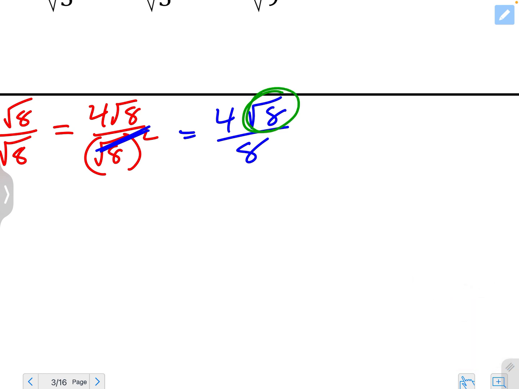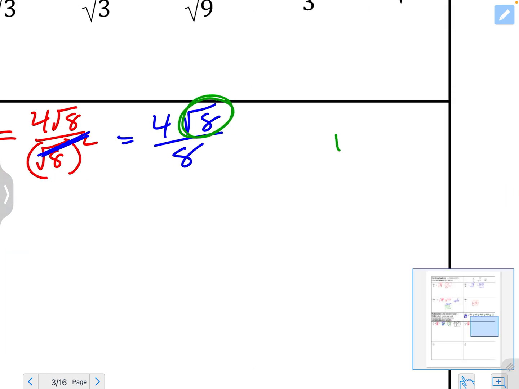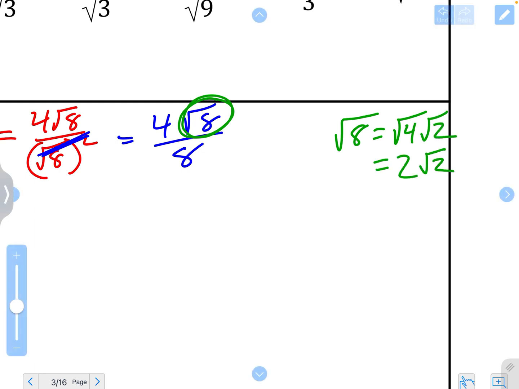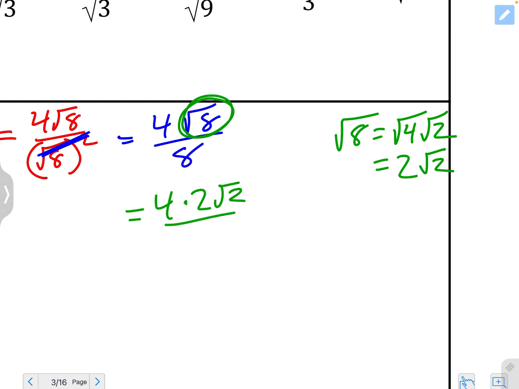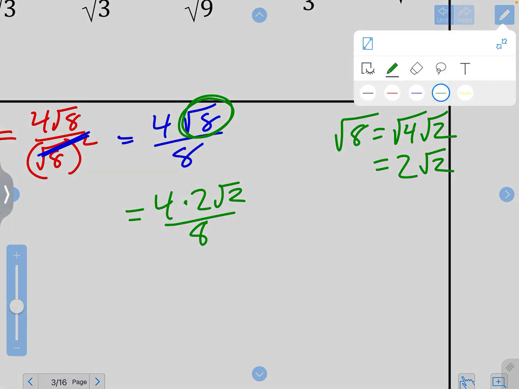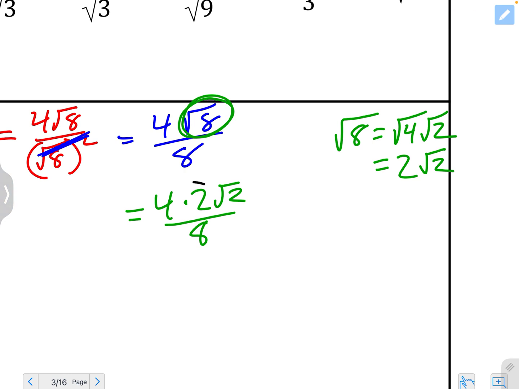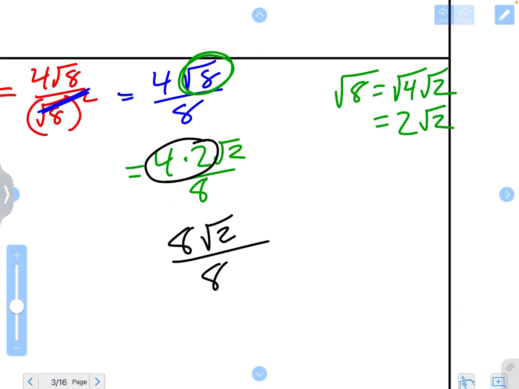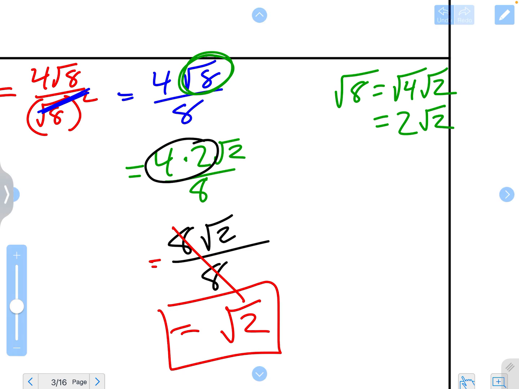I know that I can simplify the square root of 8. So the square root of 8 becomes the square root of 4 times the square root of 2, which becomes 2 square root of 2. So I'm going to rewrite my fraction over 8. So now we need to do this multiplication. We need to do 4 times 2, which gets us 8 over the square root of 2 over 8. And anytime we have the same thing on top and bottom, they cancel out, leaving us with the square root of 2.